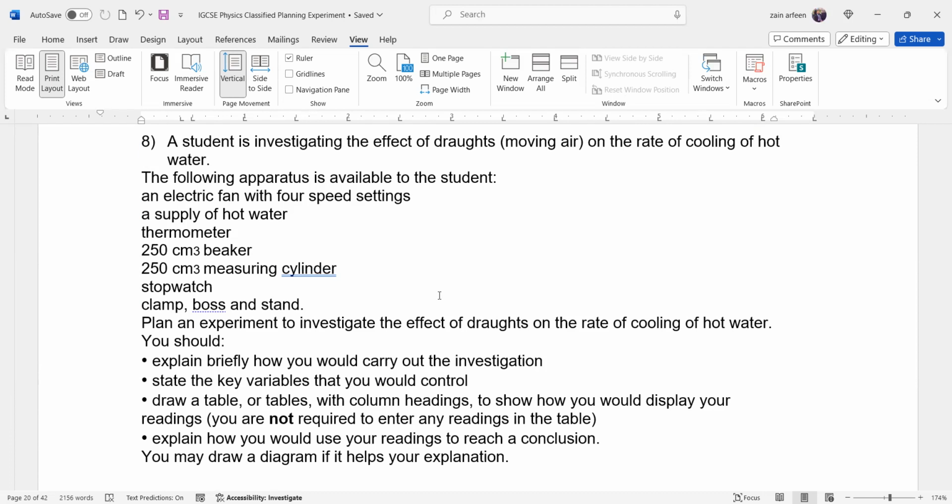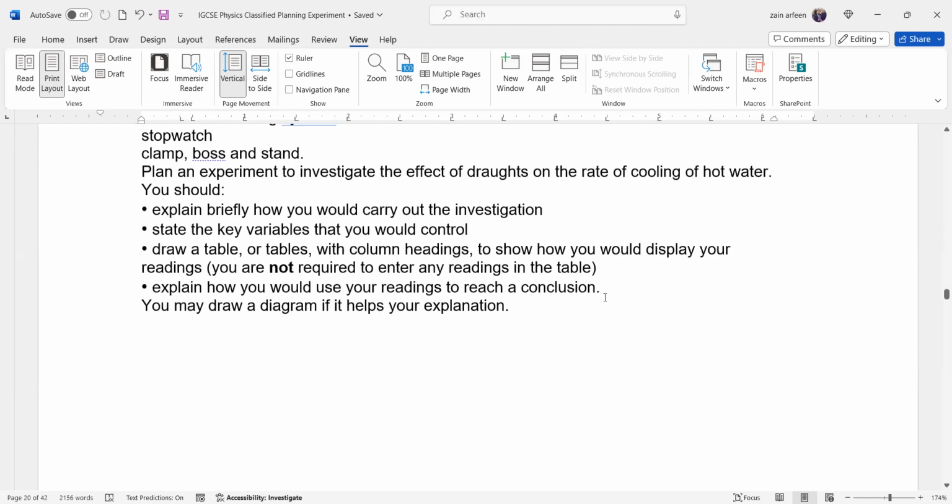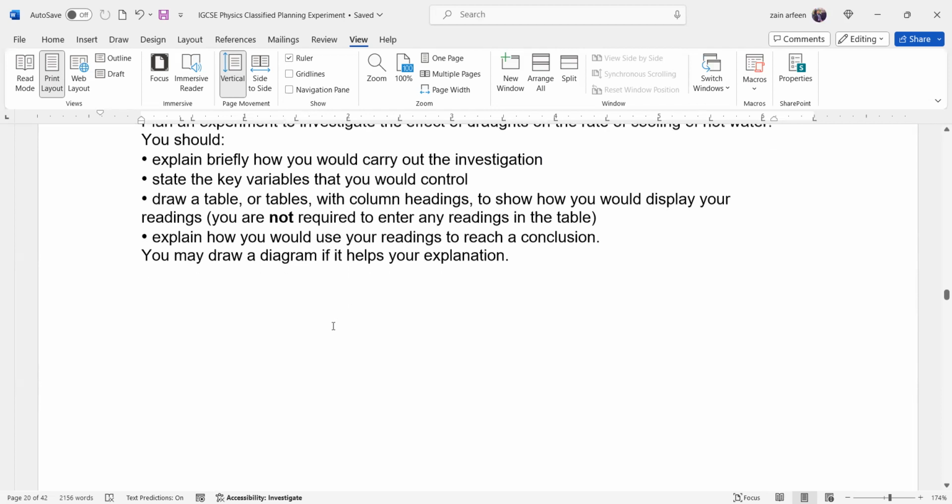So plan an investigation to investigate the effect of a draught on the rate of cooling of hot water. You should explain briefly how you would carry out the investigation. So we'll answer the first point, how we do this experiment, how it can be done, the procedure. So how can the experiment be done?